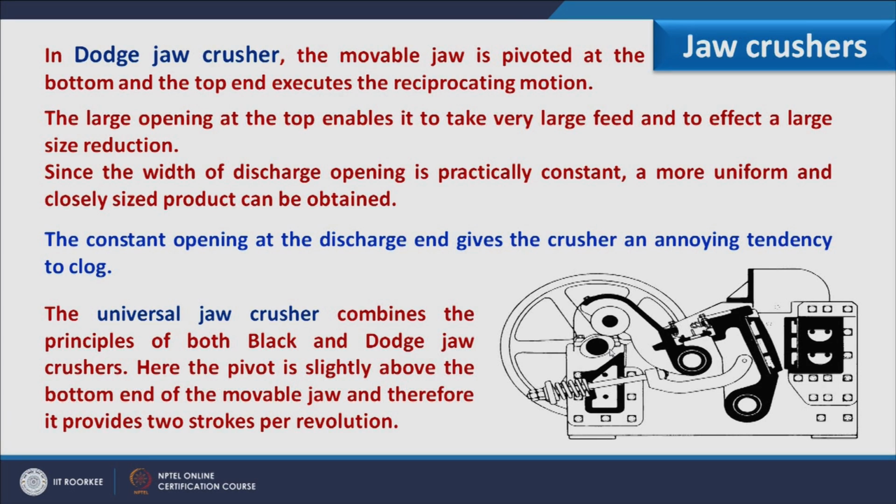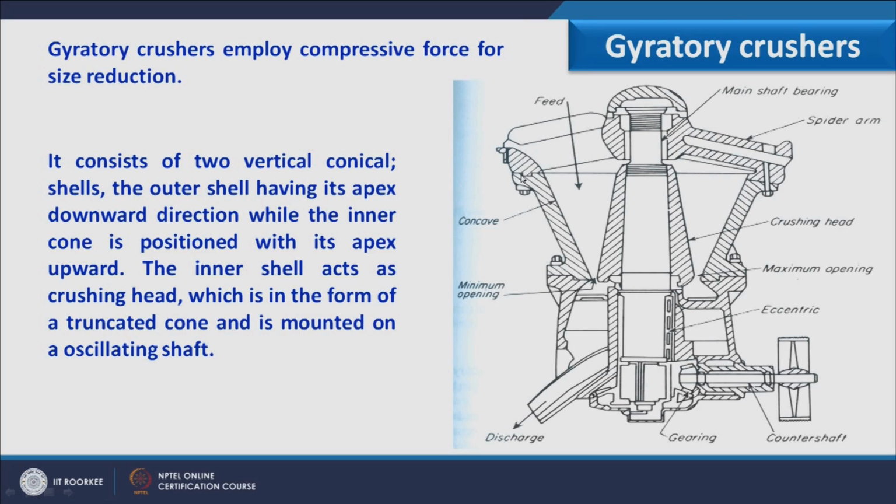So, another category of jaw crusher is the universal jaw crusher, which combines the principle of both Blake as well as Dodge jaw crusher. Here the pivot is slightly above the bottom end of the movable jaw, and therefore it provides 2 strokes per revolution. So, here basically it works like this. This is the fixed jaw, it pivots slightly above, so both ways it puts the reciprocating motion, and then it can break the material. So, this is the working of the universal jaw crusher.